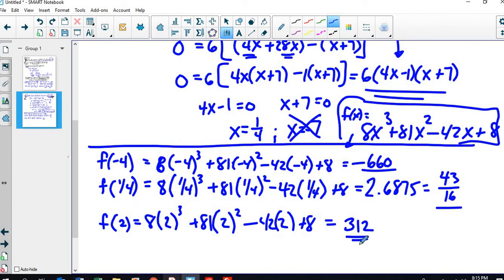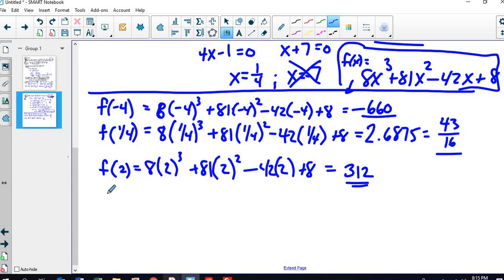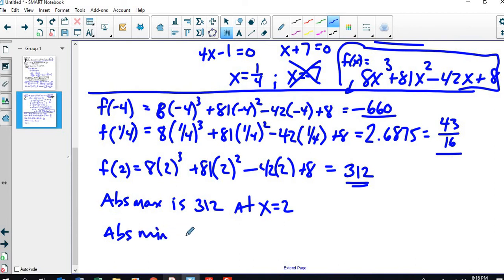Okay, so what do you know then here about these values? Your absolute maximum has got to be one of these three. So your absolute max is 312 at x equals 2, and your absolute min is -660 at x equals -4. It turns out this time that the critical number was not either the max or the min. That's okay. Sometimes it just happens on the endpoints, right?